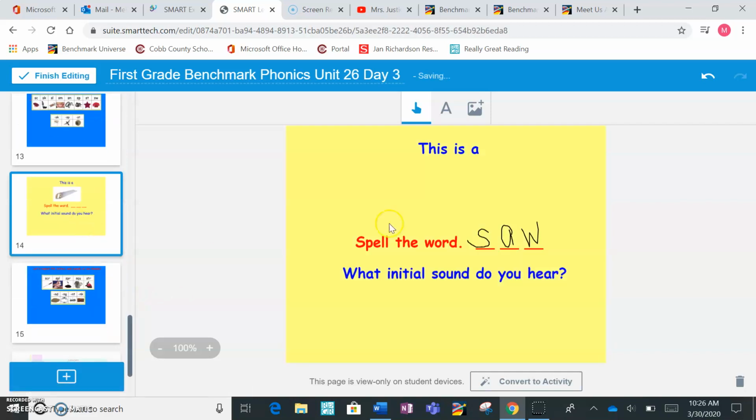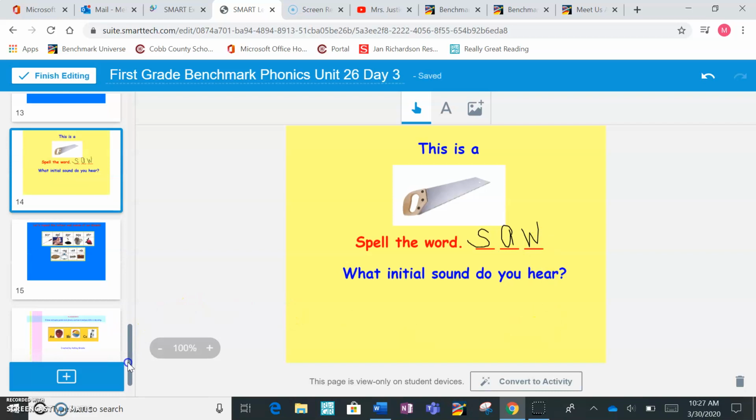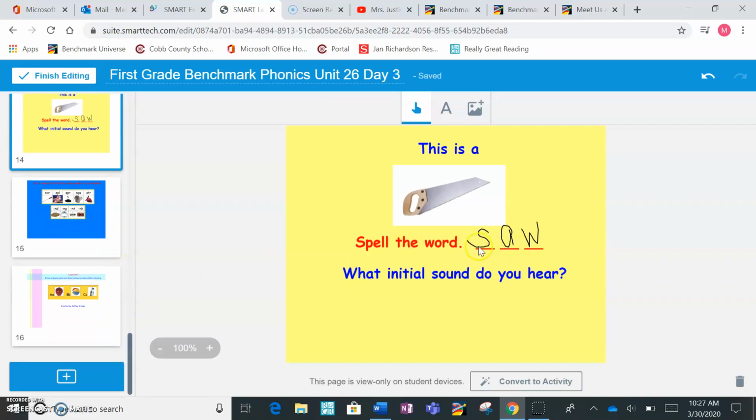All right. This is a saw. You can see here I've already written the word saw. S-A-W. What initial sound did you hear at the beginning? Yes, you heard S for S.